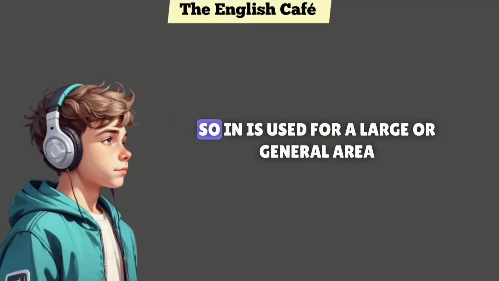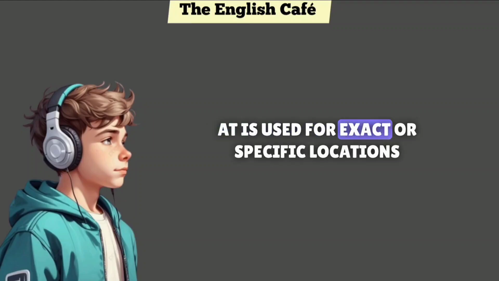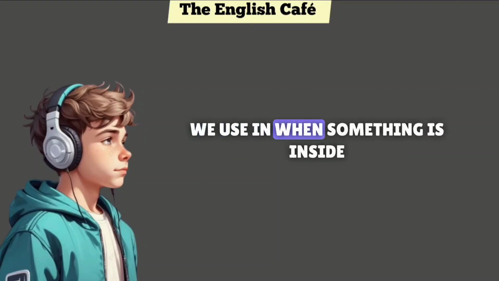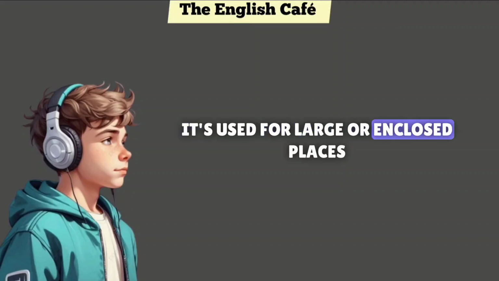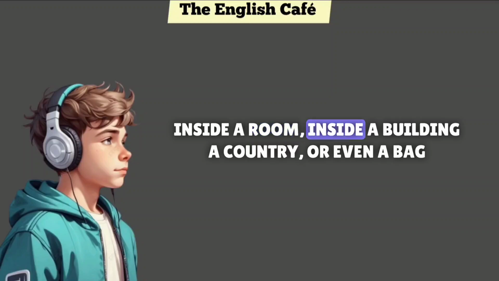Okay. Now let's use the same pyramid idea for places. Alright. So in is used for a large or general area. On is usually used for a surface. At is used for exact or specific locations. Let's start with in. We use in when something is inside. It's used for large or enclosed places. Inside a room. Inside a building. A country, or even a bag.